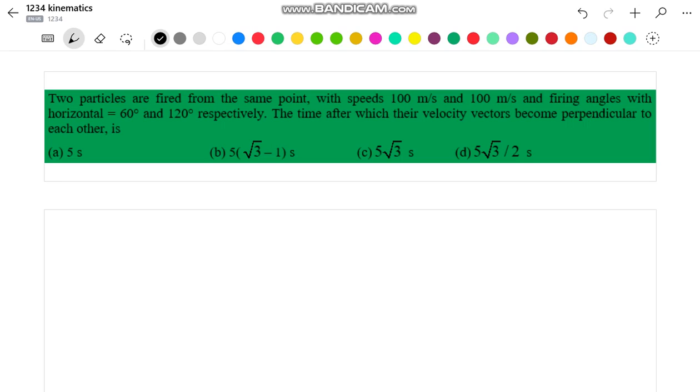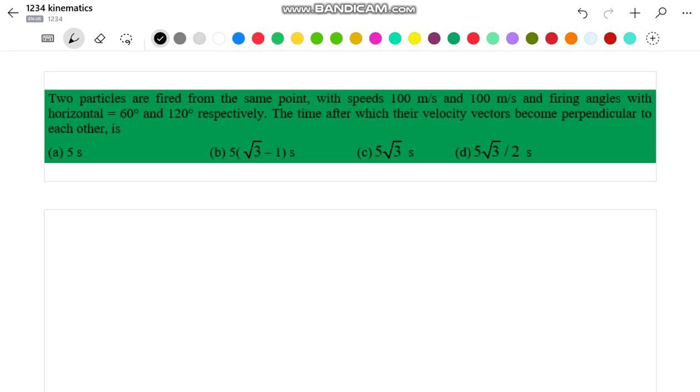Hello friends, in this video we will discuss a problem based on projectile motion. So two particles are fired from the same point with speeds of 100 meter per second. Both have the same speed, and firing angles with the horizontal are 60 degrees and 120 degrees respectively.